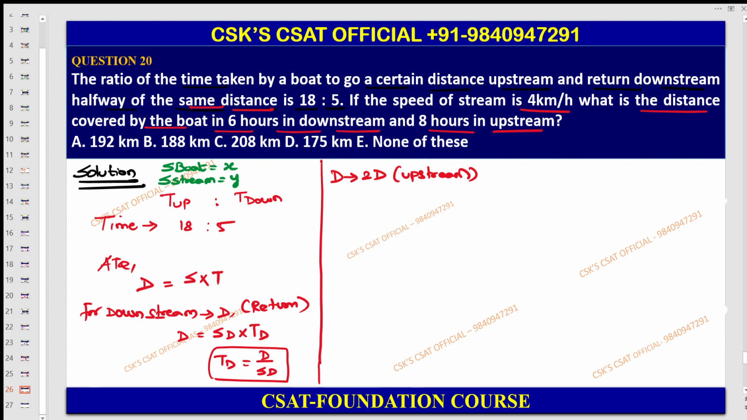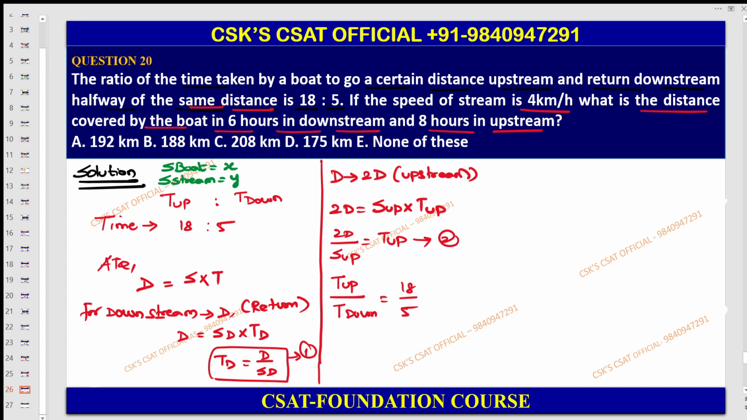So apply the general formula, d is equal to s into t. 2d is equal to the speed of the upstream into the time taken by the upstream. So now time taken by the upstream is equal to what? 2d by the speed of the upstream. Keep this as equation number 2, and keep that as equation number 1. What ratio is provided? Time with respect to the upstream to time with respect to the downstream is equal to 18:5. So this has been provided here.